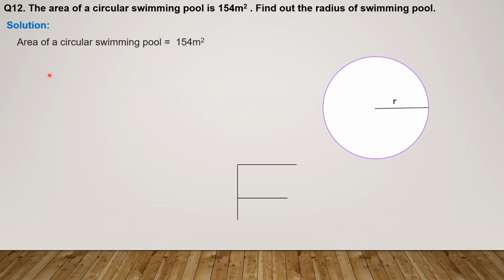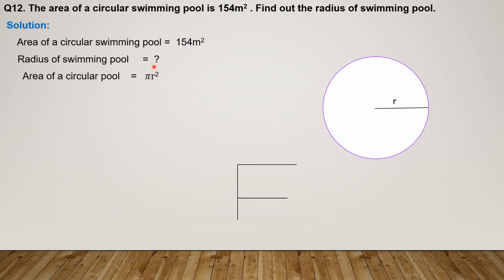Let's start the solution. First of all, we will write the given information. The first information given in the question is that the area of the circular pool is 154 meter square. The next is to find out the radius. So the radius of the swimming pool is equal to question mark.